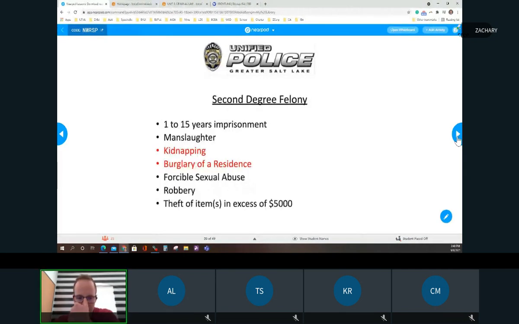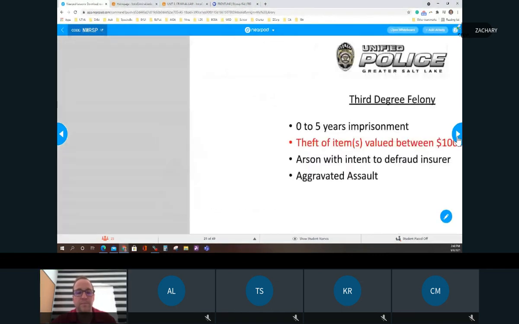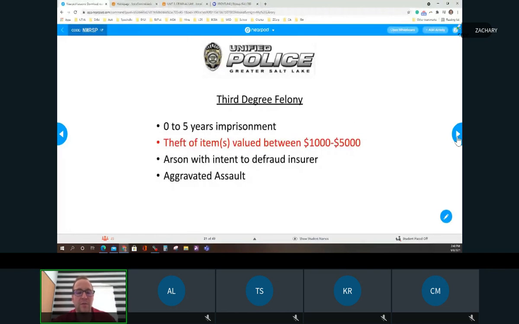A second-degree felony would be 1 to 15 years. Something like manslaughter. Manslaughter could be accidental, but you were negligent in what you were doing, right? So texting and driving, kidnapping, burglary of a residence, forcible sexual abuse, robbery, theft that exceeds $5,000. Third-degree felony, 0 to 5 years imprisonment: theft of an item's value from $1,000 to $5,000, arson with the intent to defraud insurers.